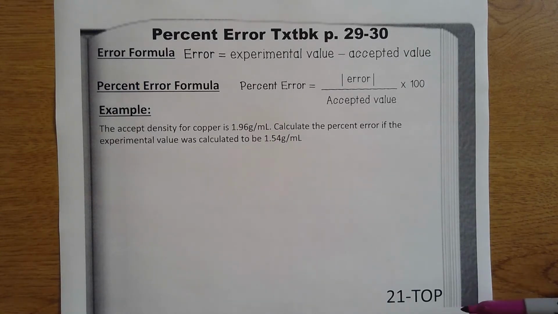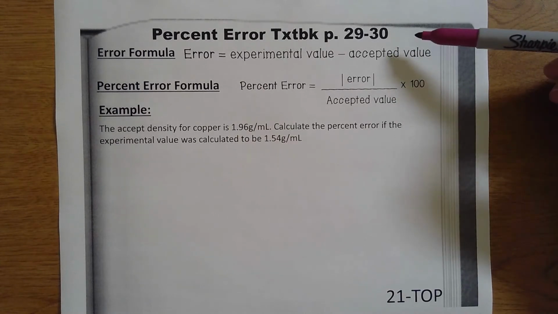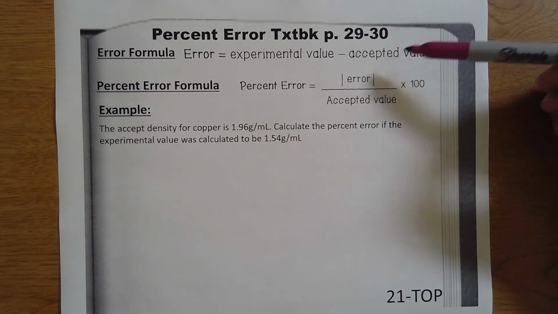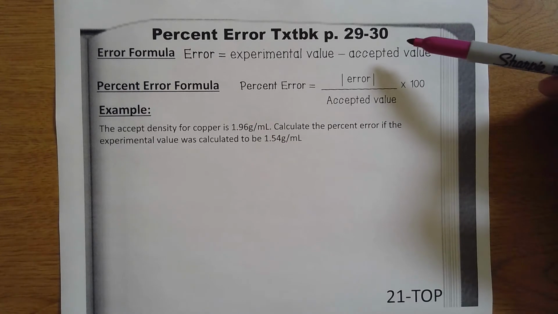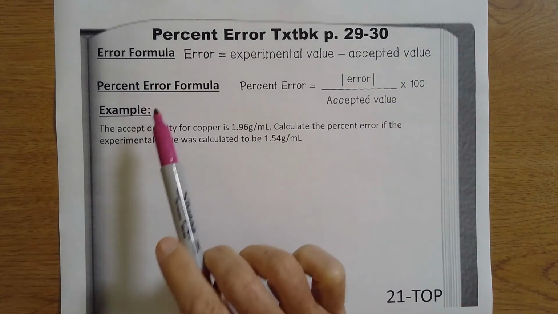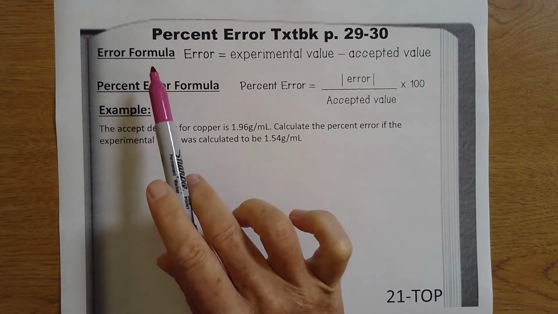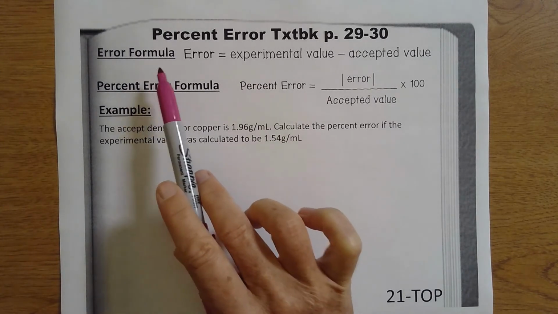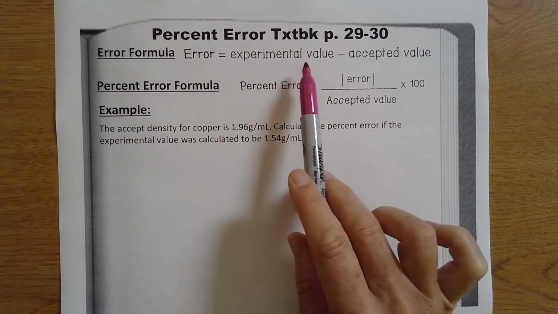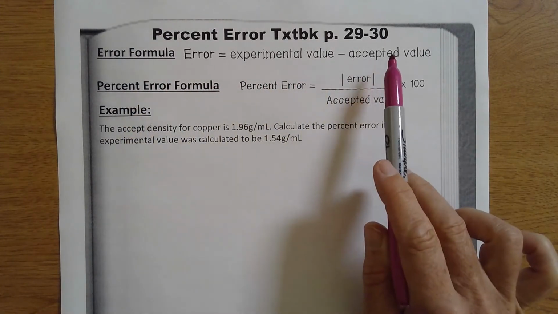On the very top of page 21, hopefully you have written percent error. You're going to find extra information in the textbook, page 29 to 30. There are two formulas to figure out percent error. The first one is the error formula, and that is error is equal to experimental value minus accepted value.